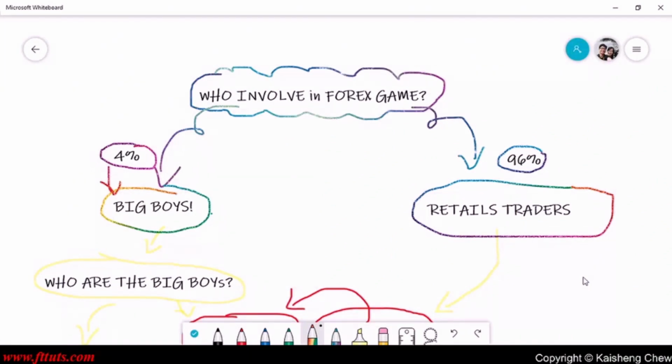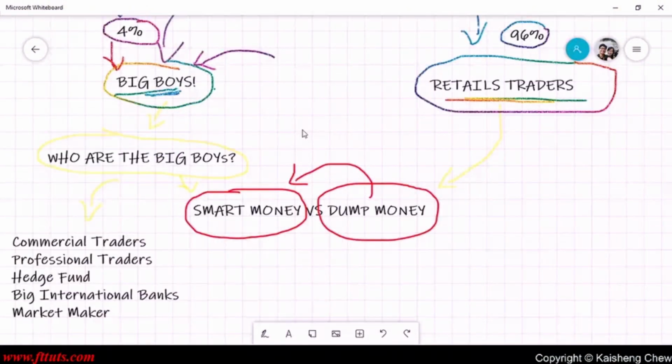So who are the 96% of people? They are retail traders, who are holding a small amount of capital. Then who are the ones earning money? Usually it is the big boys, they are earning money, okay. So in this game we want to become the 4% of people. That's why we need to follow the big boys. Okay, so let's see who the big boys are.